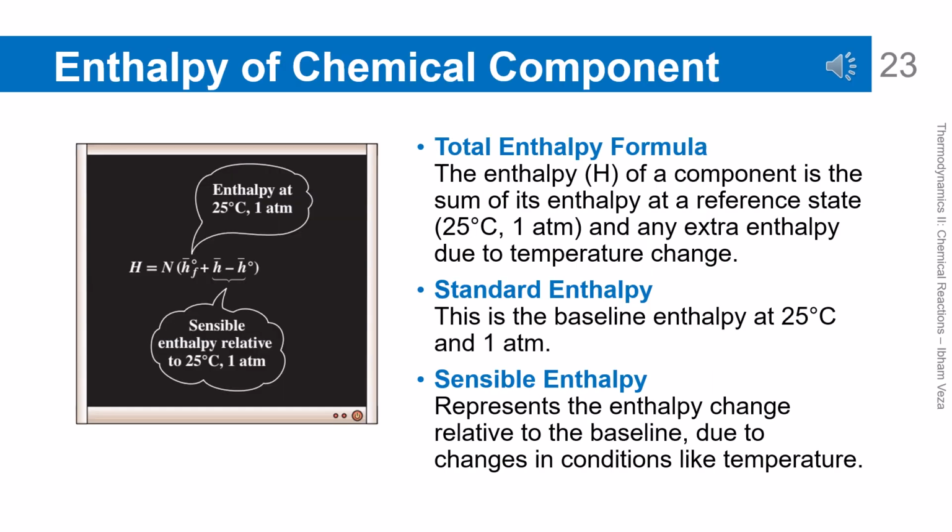Enthalpy of chemical component. The total enthalpy of a component is expressed as the sum of its enthalpy at a reference state and the sensible enthalpy due to temperature change. The reference state is usually taken at 25 degrees Celsius and 1 atm. With this approach, all reaction energy calculations can be done consistently. Sensible enthalpy represents the part that changes with temperature. This separation simplifies the formulation of energy balances in reacting systems.